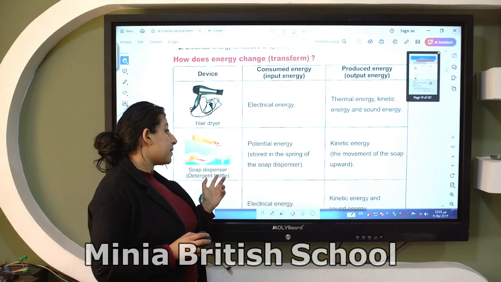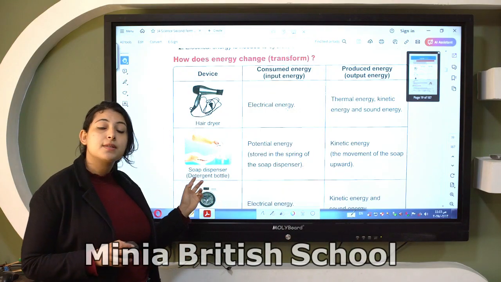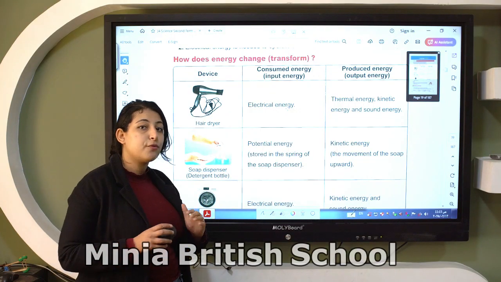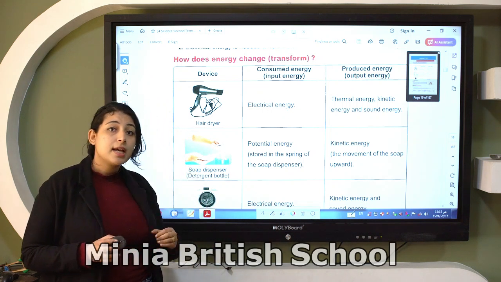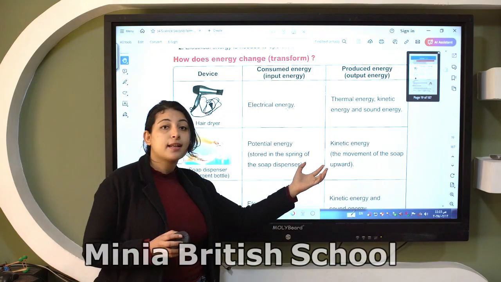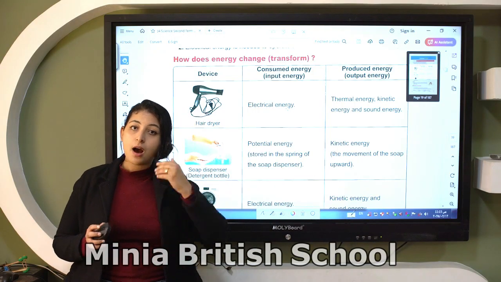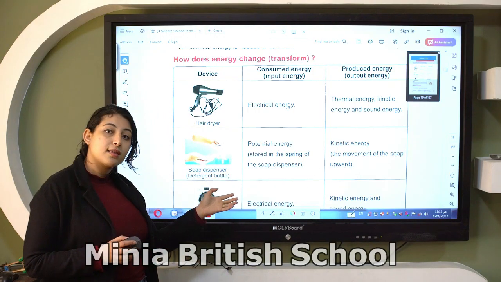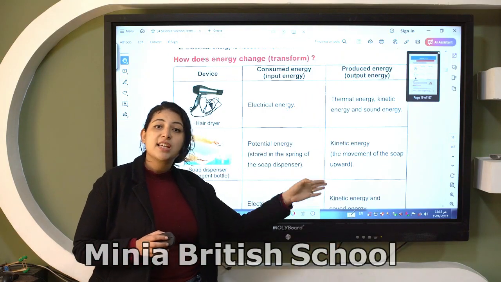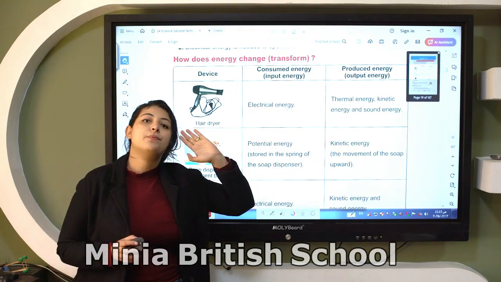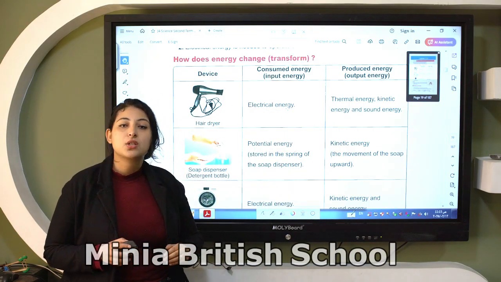What about the soap dispenser? I can say the soap dispenser changes potential energy, before I press on the soap dispenser, into what? Into kinetic energy when the soap moves upward. So the input energy in the soap dispenser is potential, that it changes into kinetic. I mean, kinetic is the output energy that the soap dispenser produces.